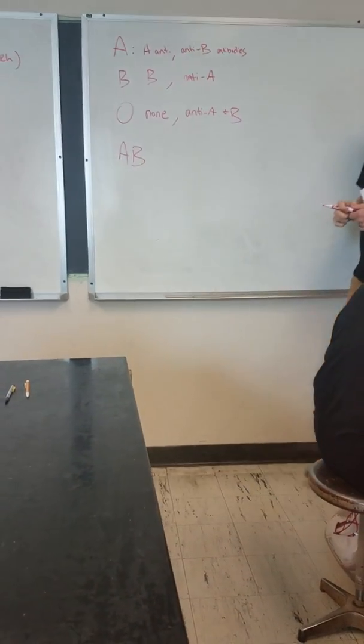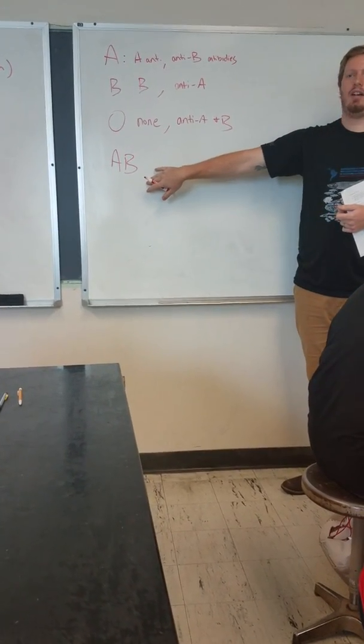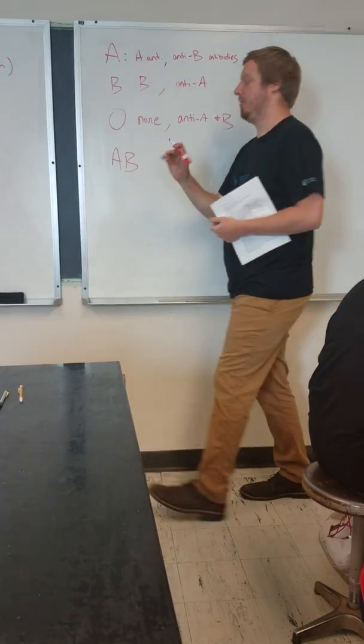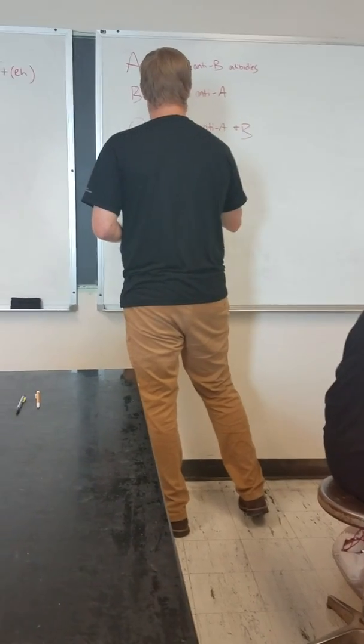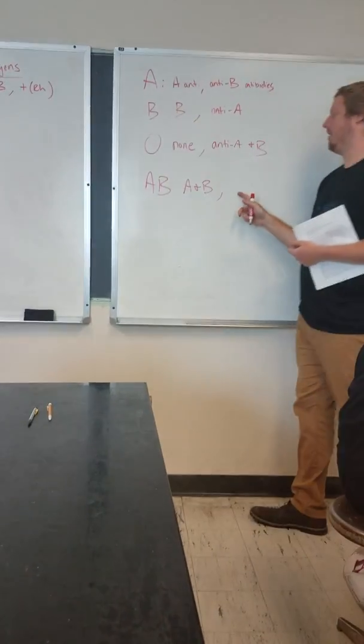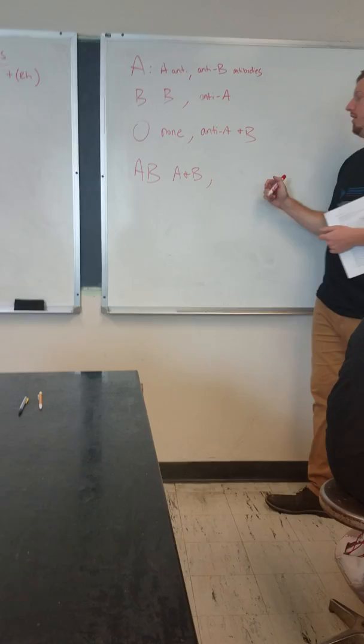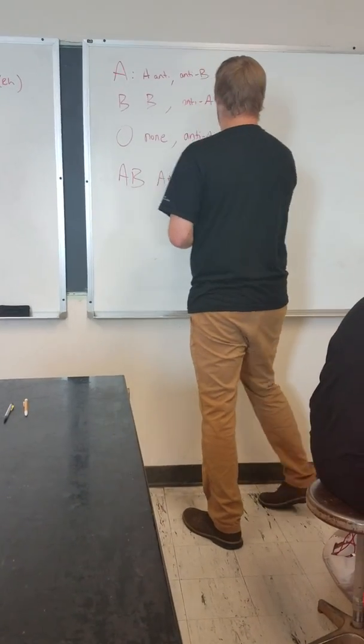All right, and what about AB? What antigens does that have? This has both of them, right? A and B. And what antibodies would that have then? None, right? It would have no antibodies against A or B.